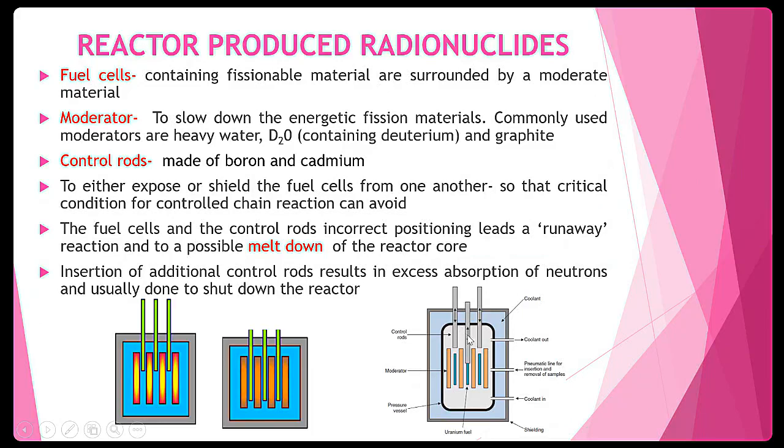This ash color one is the control rod. They are made up of boron and cadmium. They will shield the fuels. They will protect the fuel cells from one another. If the control rod and the fuel cells are placed incorrectly, what happens? The reactor will melt. And if we insert additional control rod, what happens? There will be excess absorption of neutrons.